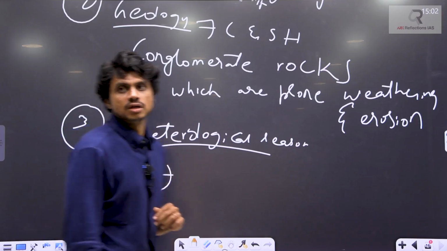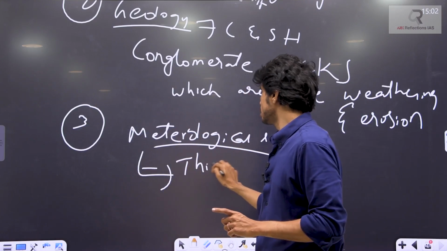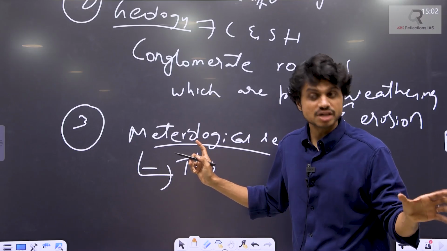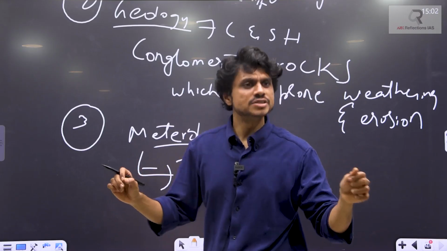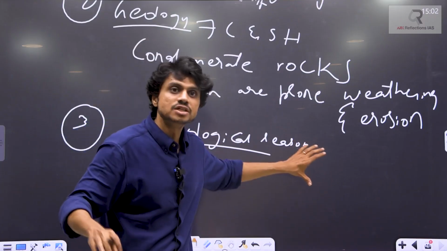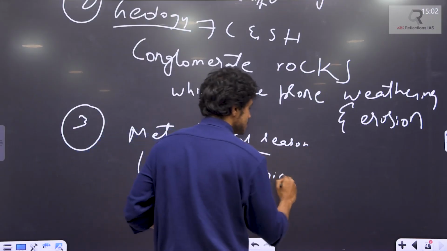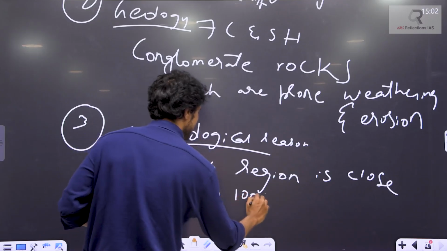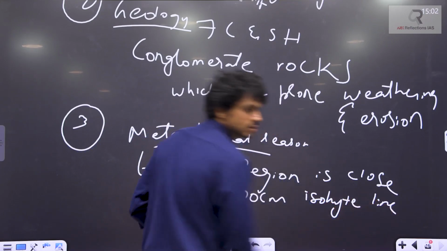This region is close to the 100 centimeter iso height. You will study this later in rainfall distribution. The Lesser Himalayas and Shivaliks run parallel to the 100 centimeter iso height. An iso height line basically divides areas with equal rainfall. So 100 centimeters is a good rainfall zone. So this region is close to the 100 centimeter iso height line. Okay.